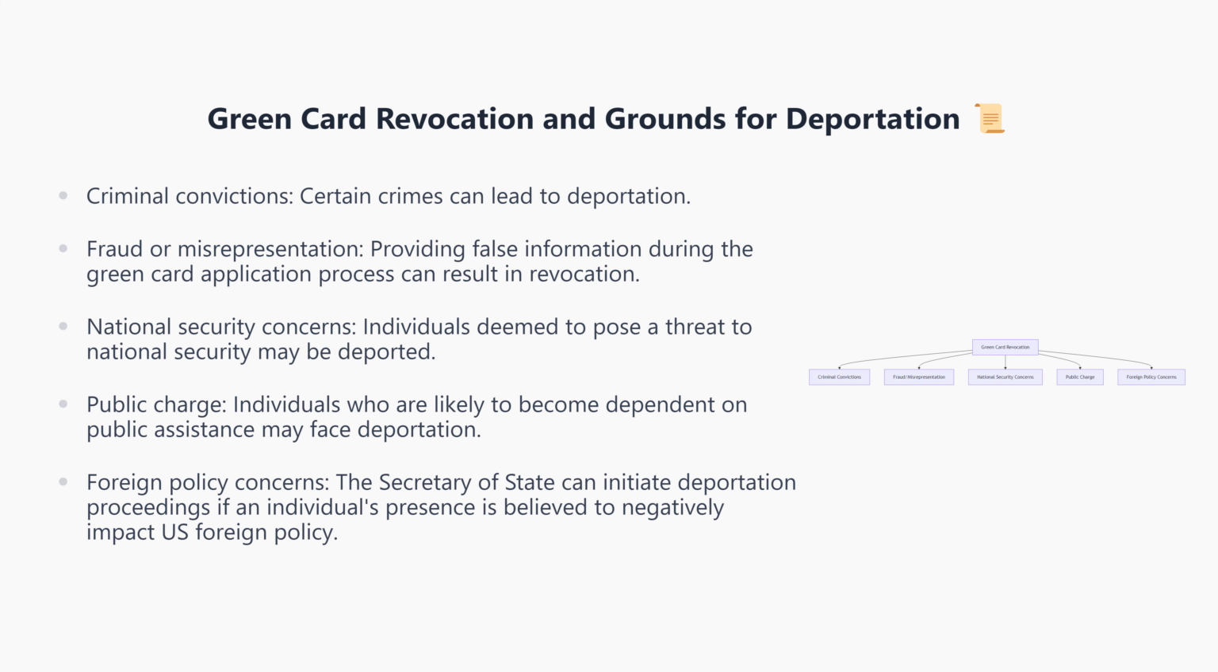The United States government has the authority to revoke a green card and deport individuals. This authority is based on specific legal grounds that are not arbitrary. Grounds for deportation include criminal convictions, fraud or misrepresentation, national security concerns, dependency on public assistance, and foreign policy concerns. Each of these reasons has an underlying legal basis and procedures that must be followed for deportation.